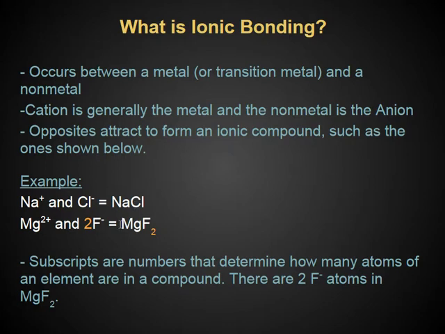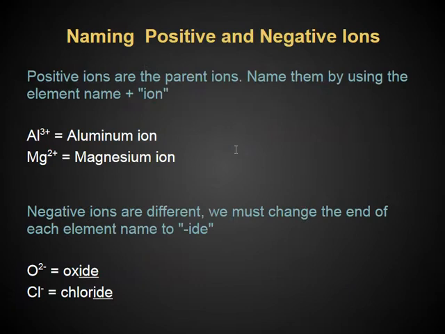Same with magnesium and fluoride, but for this one we use a subscript. Subscripts are numbers that determine how many atoms of an element are in a compound, and since we need 2 of the fluorine atoms to make the compound neutral, we have to add a 2 subscript and a 2 coefficient. So we have MgF2, magnesium fluoride.